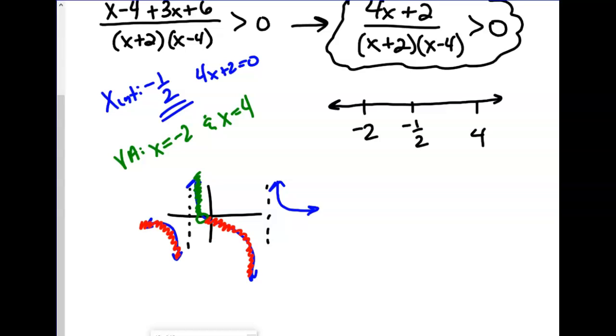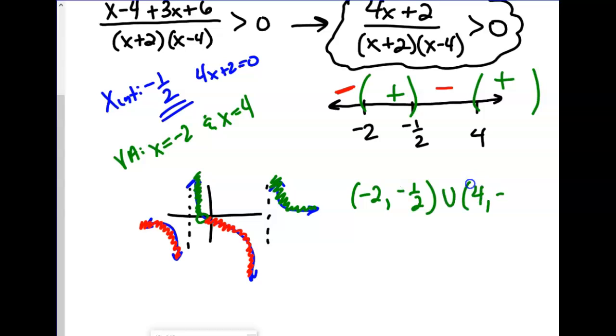That's really ugly, sorry. And then this other branch after the asymptote is positive the whole time. So when I add that up to my sign chart here, we got negative, positive, negative, and positive again. When I look at the question, they want to know where your rational is greater than 0. So I'm asking where the rational is positive, and you'll notice I'm using all parentheses this time because there's no equal to, so we're not worried about that. All right, so -2 to -1/2, it's positive, and it's also positive from 4 to infinity.